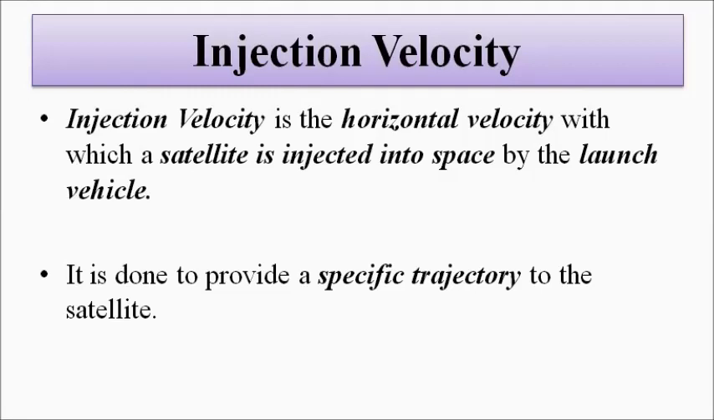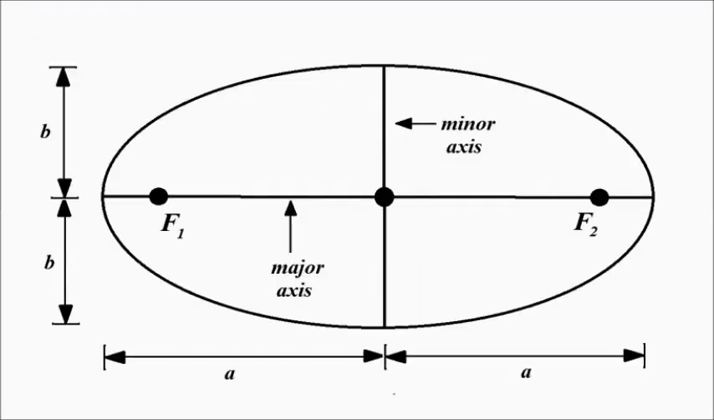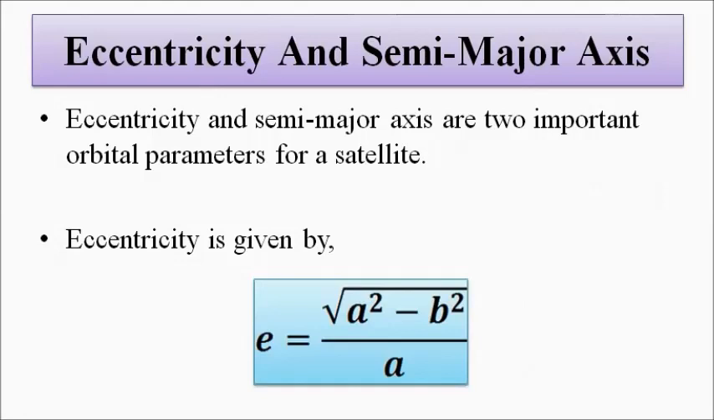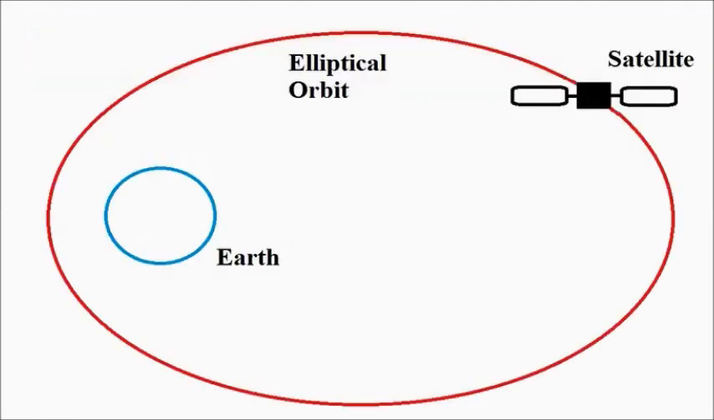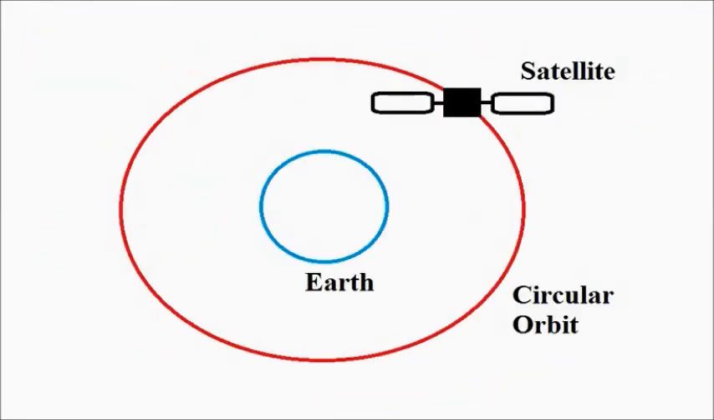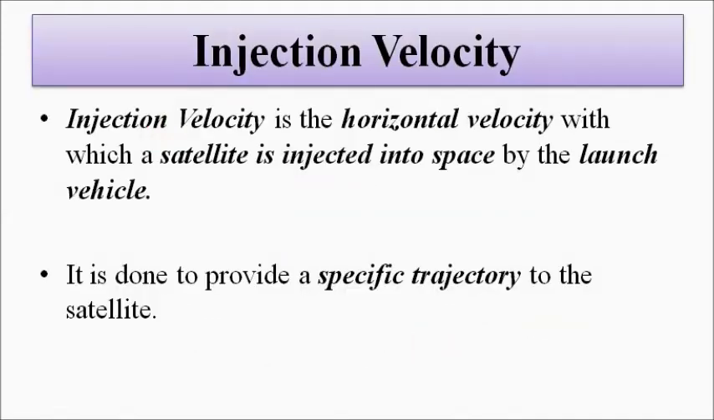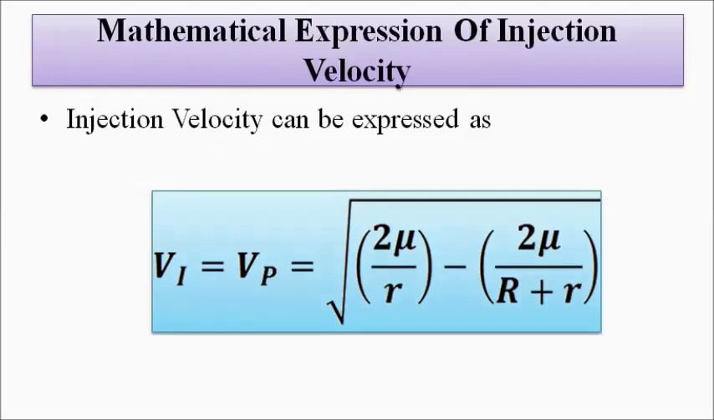So it will determine what will be the nature of the elliptical path, what will be the eccentricity, or whether it will be an elliptical orbit or circular orbit. All that is determined by the launch velocity or the injection velocity. The mathematical expression of injection velocity is generally expressed as velocity of injection, V subscript I.